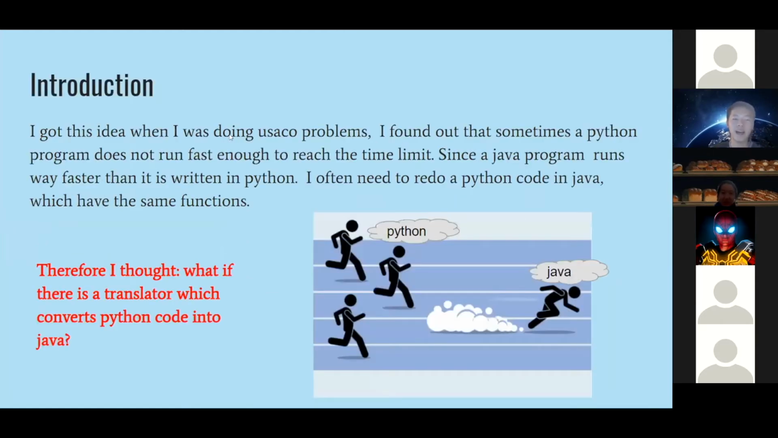I got this idea of creating a transpiler when I was doing USACO problems, which is the USA Computing Olympiad. I believe many of you could have experience with that. Sometimes a Python program does not run fast enough to meet the time limit, but a Java program is usually faster than Python. So I often needed to redo Python code in Java, which, although the programs are exactly the same, meant rewriting the code in a completely new language. So I thought, what if there's a translator which converts Python code into Java?